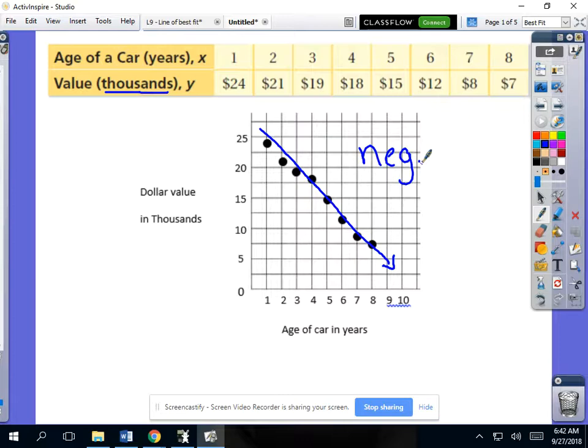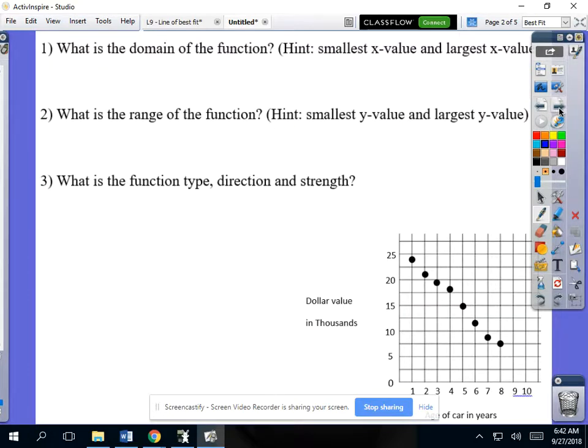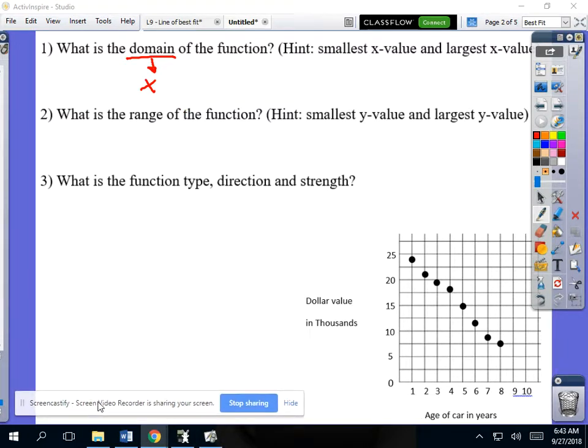The reason why this is so valuable is we could now use this information to try and predict how old or how valuable our car is going to be in a certain amount of time. So we're going to go ahead and find this line of best fit to get started. But before we do that, I want to talk about what the domain is and what the range is of this function. I've got my graph here in the bottom right hand corner. When we talk about domain, we're always talking about the x variable. So in this case, our domain is the age of the car.